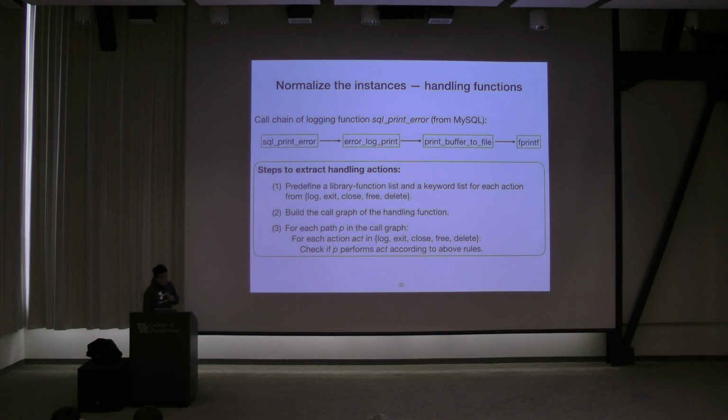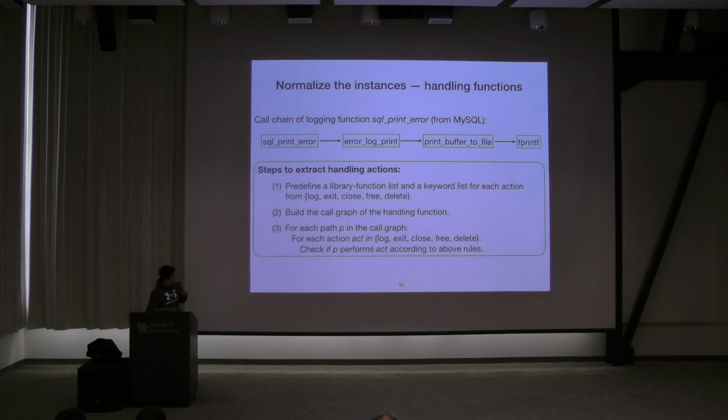Based on these rules, here is how we extract actions. First, we predefine a library function list and a keyword list for each action. Then we build the call graph of the handling function. After that, for each path in the call graph and each action in this list, we check if the path performs the action according to the rules we just mentioned.